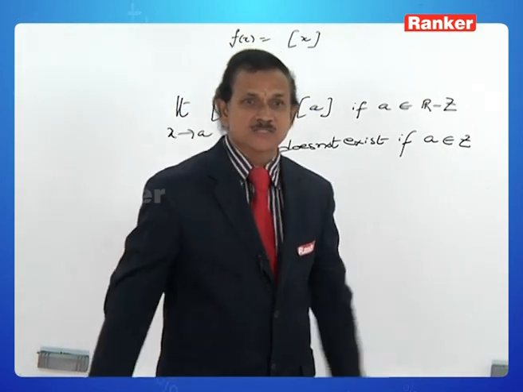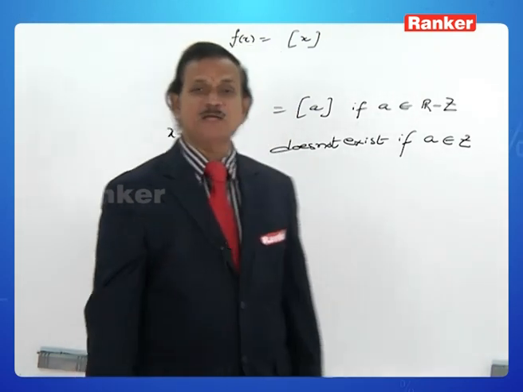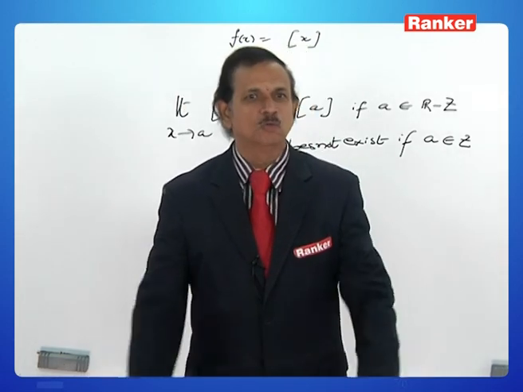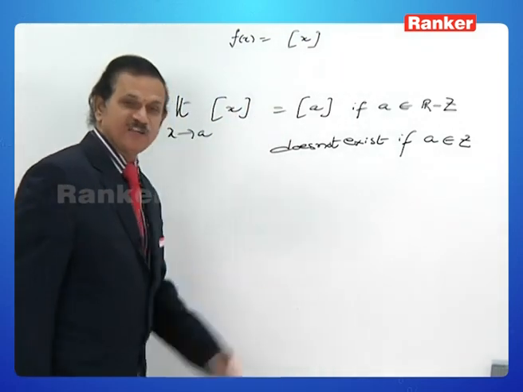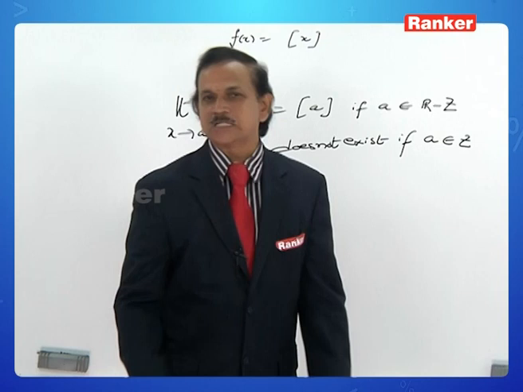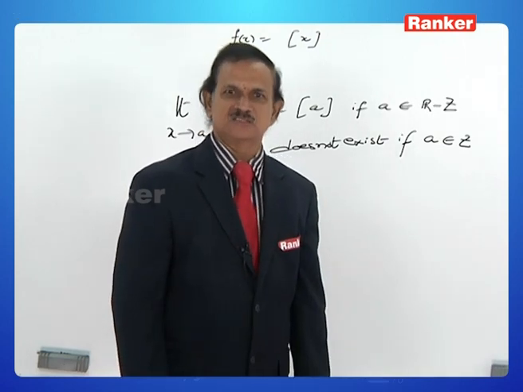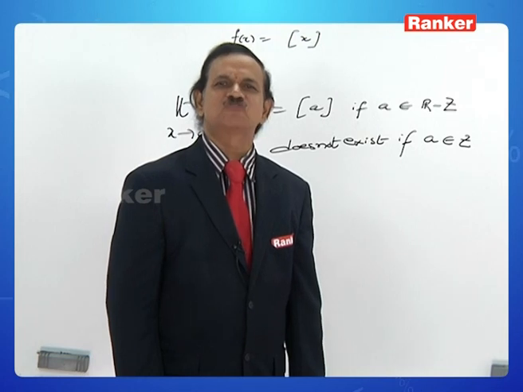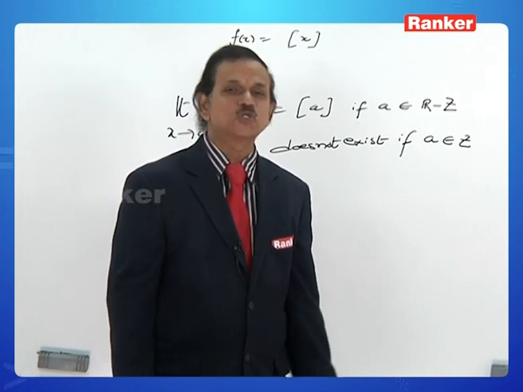Such limits do exist. Take 5/2, which means 2.5. The integral part of 2.5 is 2. Therefore, the limit as x tends to 5/2 of that surely exists. Whereas the limit as x tends to 3 does not exist. Why? Because for that, the left hand limit is 3, whereas the right hand limit is 2.